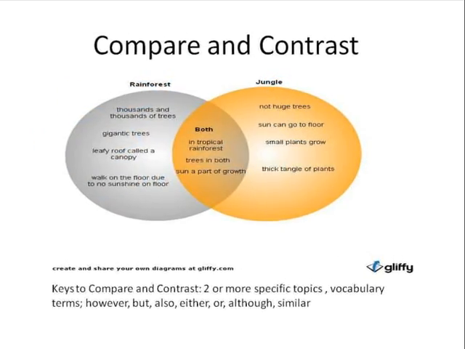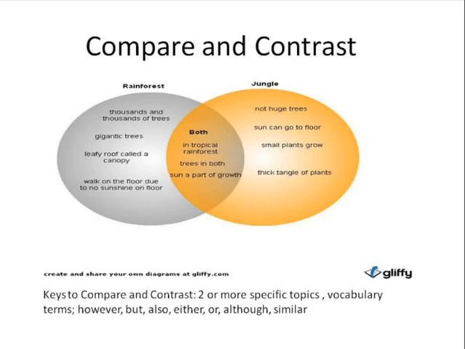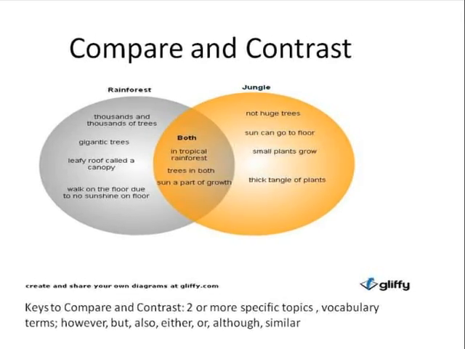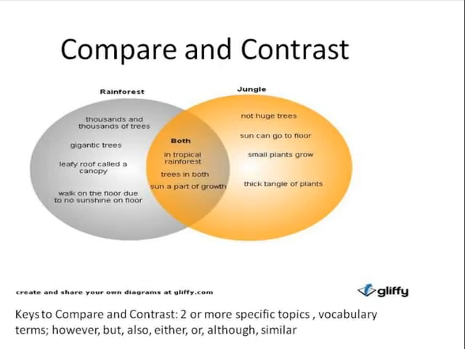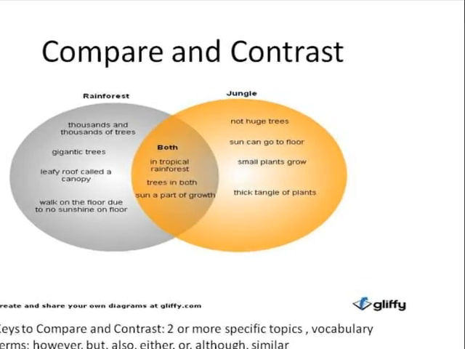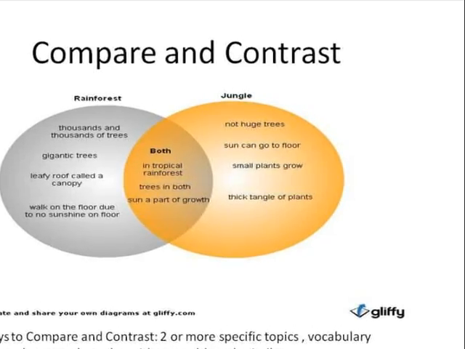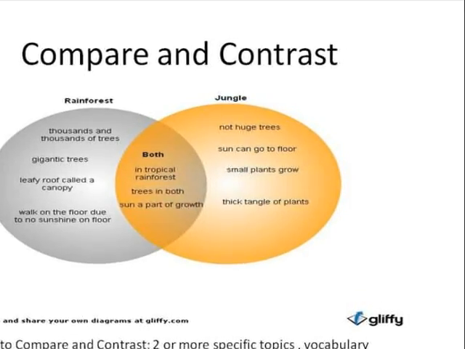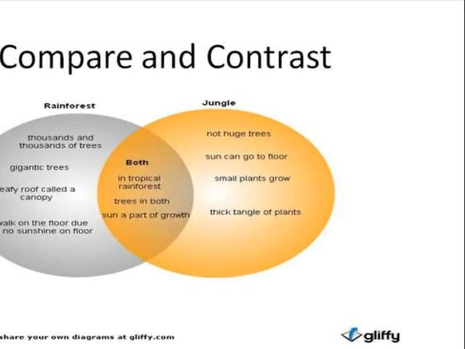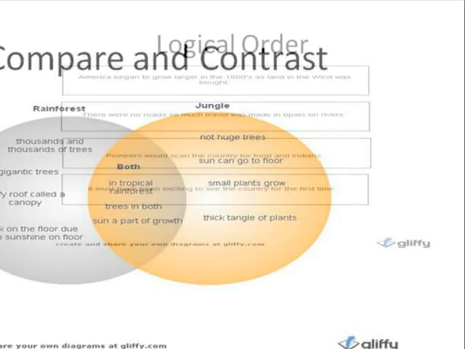Compare and contrast is the most frequently taught organizational structure. The Venn diagram is the easiest way to show the relationship between the 2 topics. Students can look for key terms like however, but, also, either, although, or, and similar.